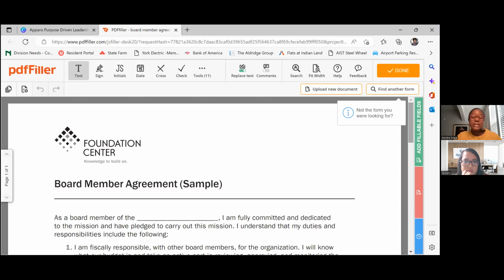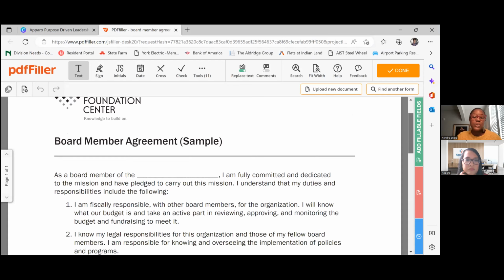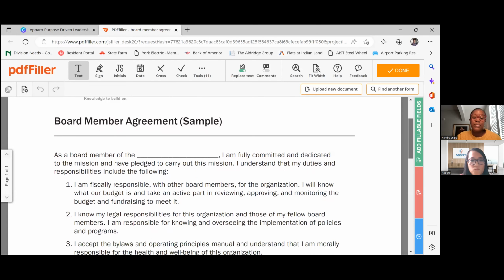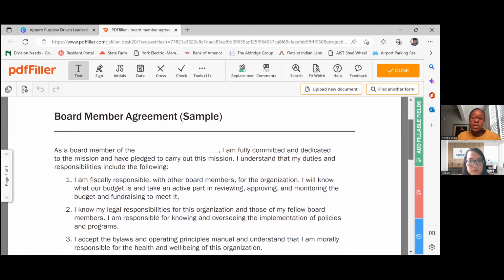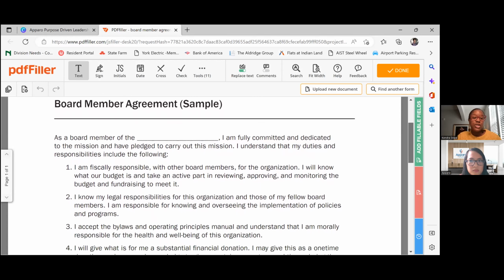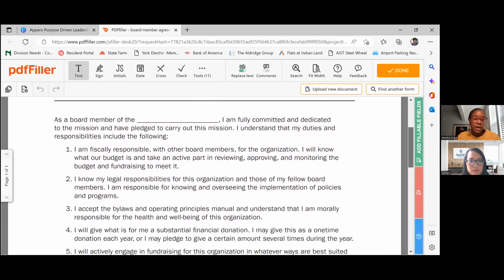Now, these are just templates. You can add to it, take away from it. You can just set these up however you see fit. It depends on what your board decides on. But I just want to show you what a sample could look like.